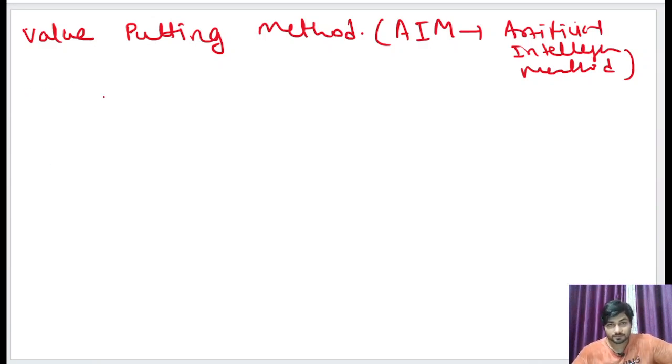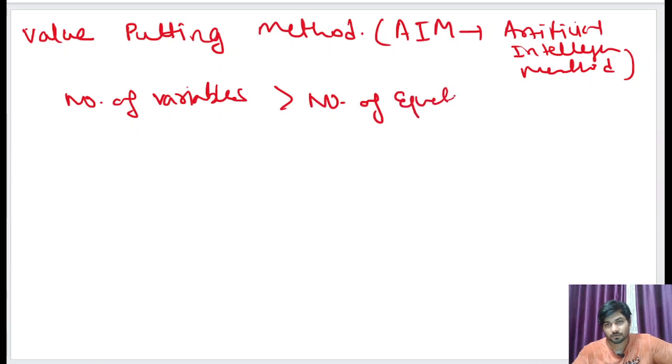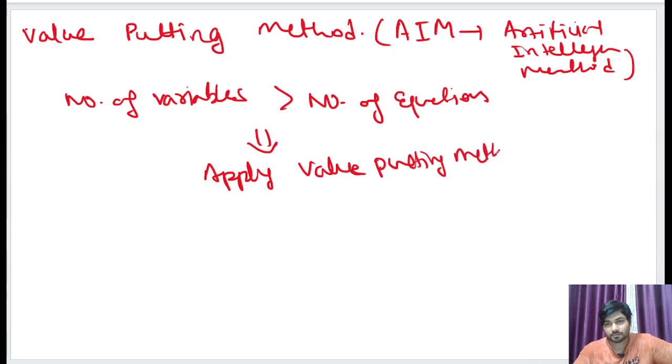What does it explain? It means that when the number of variables given is greater than the number of equations given, then I can directly apply the value putting method. I can directly apply this method here without wasting any time.